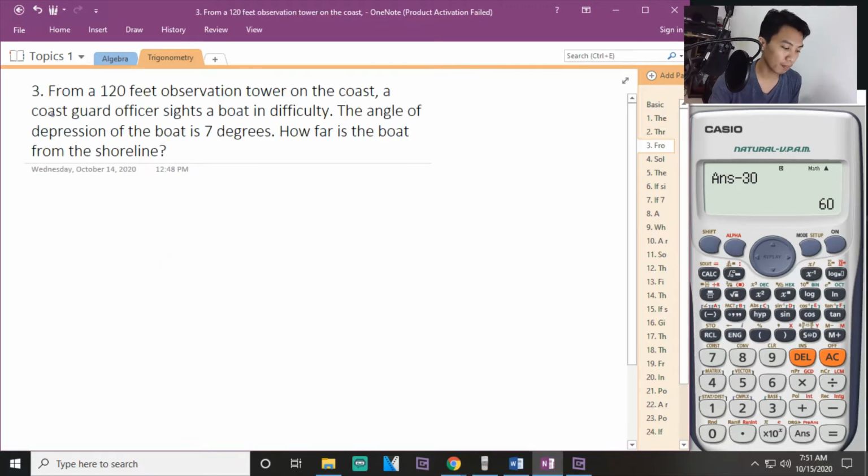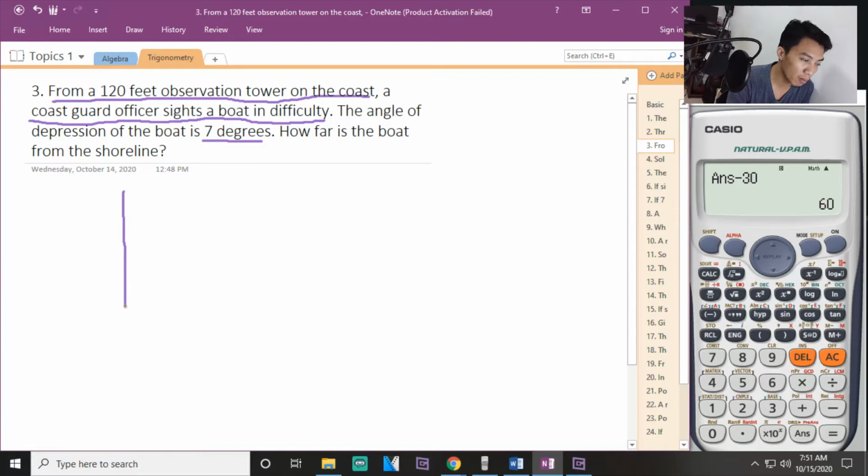Problem number 3. Ngayon, kailangan natin, basahin mo na yung problem. From a 120-meter observation tower on the coast, a Coast Guard officer sights a boat. The angle of depression of the boat is given. How far is the boat from the shoreline? Ngayon, anong pinagkaiba ng angle of depression saka elevation?